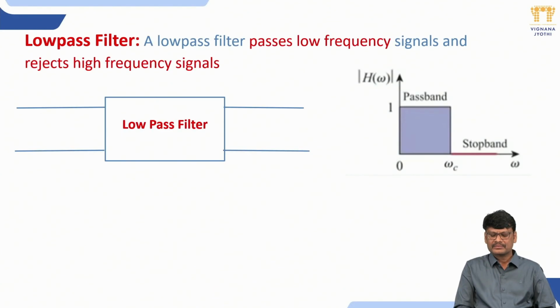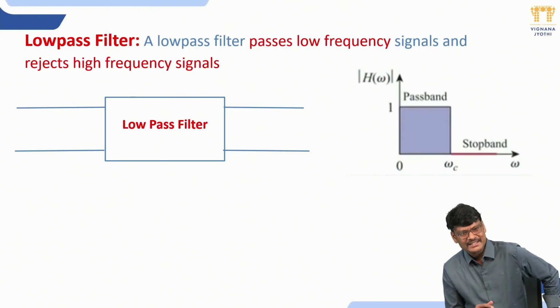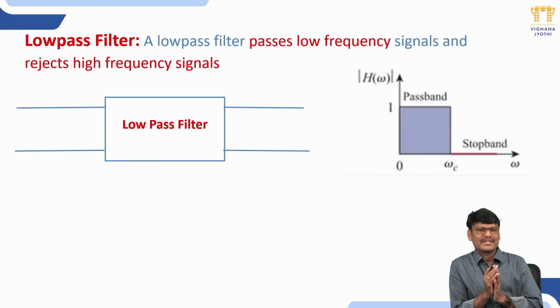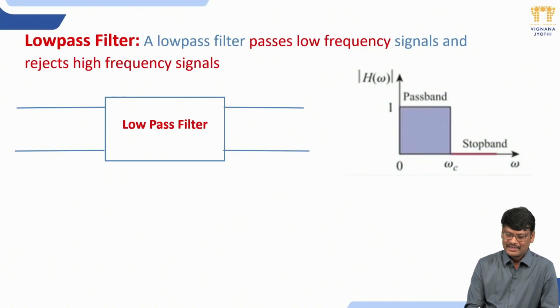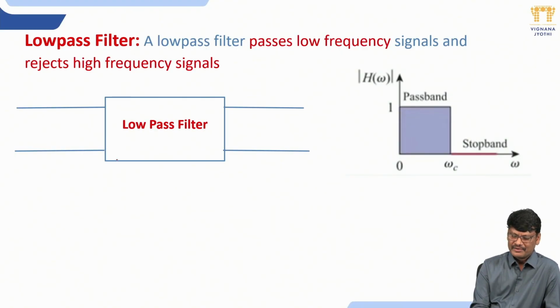A low pass filter passes low frequency signals and rejects high frequency signals. The name low pass filter itself tells us that it passes only the low frequency signal, and it rejects or attenuates the high frequency signal. For any filter, we give a signal on the input side, and we get the desired signal on the output side.